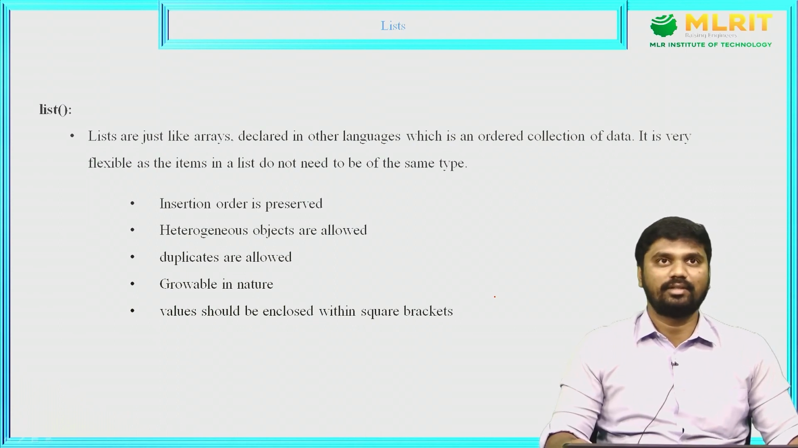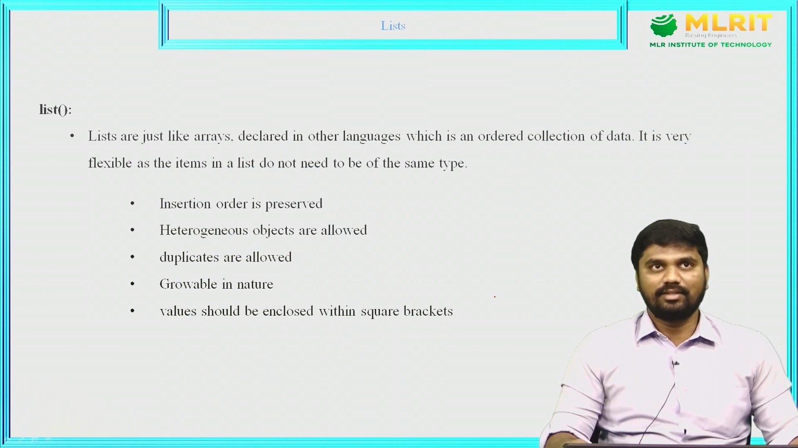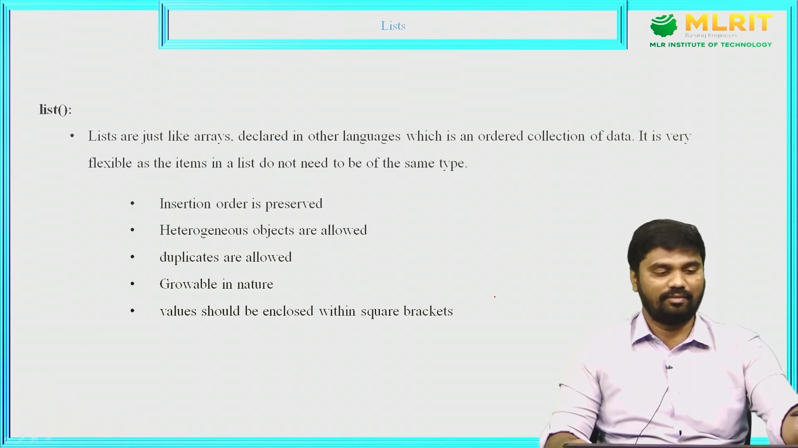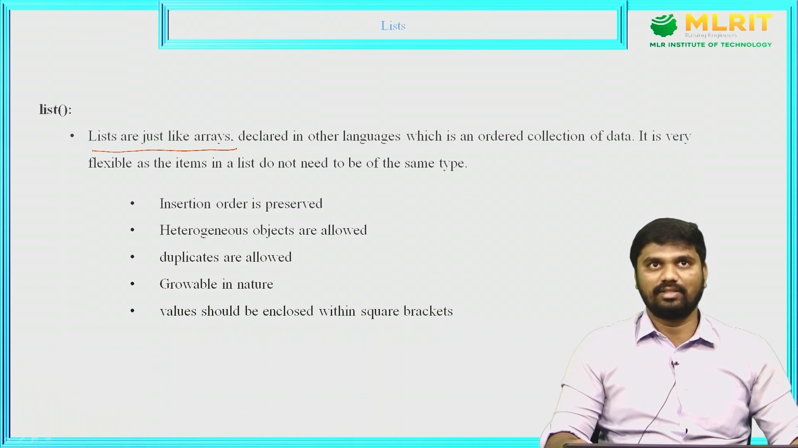What is an array? An array is used to store a group of elements as a single entity. Similar to that, just like an array, lists are also used to store a group of elements as a single entity. That's why the definition says lists are just like arrays which are declared in other languages like C or Java.